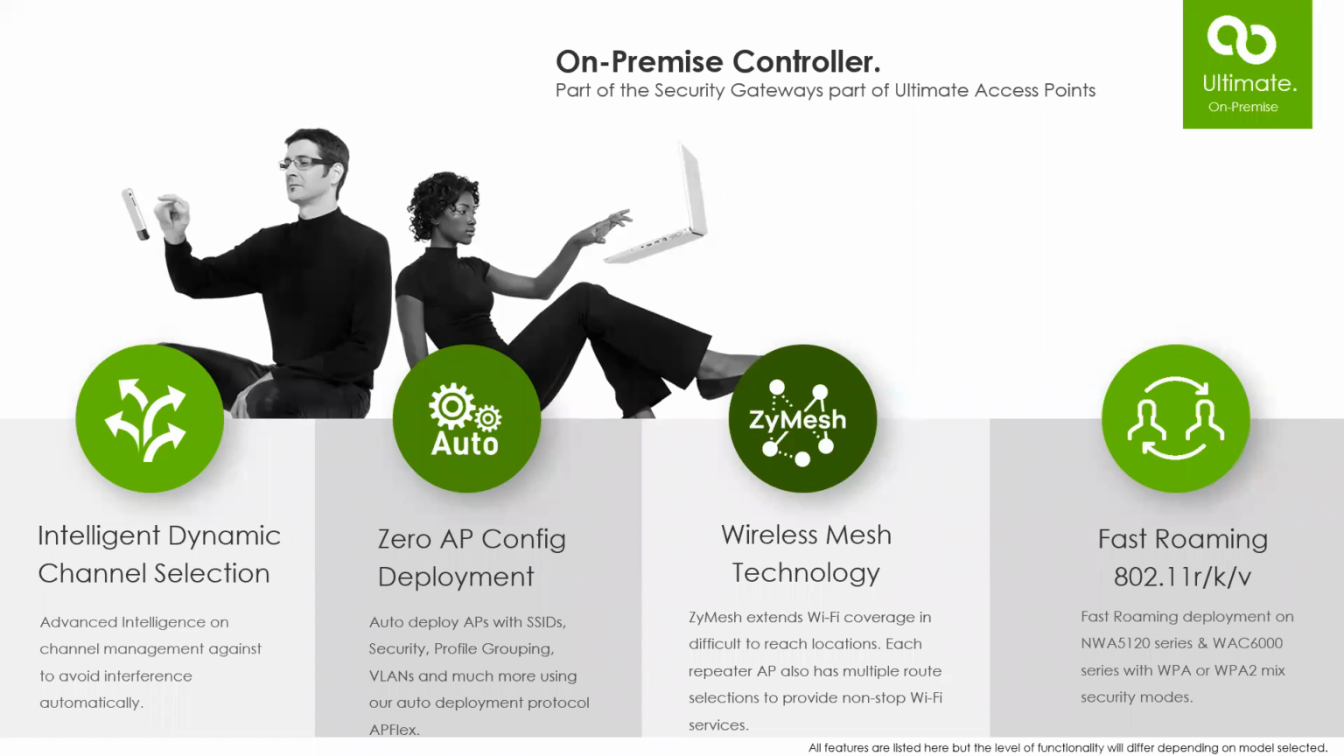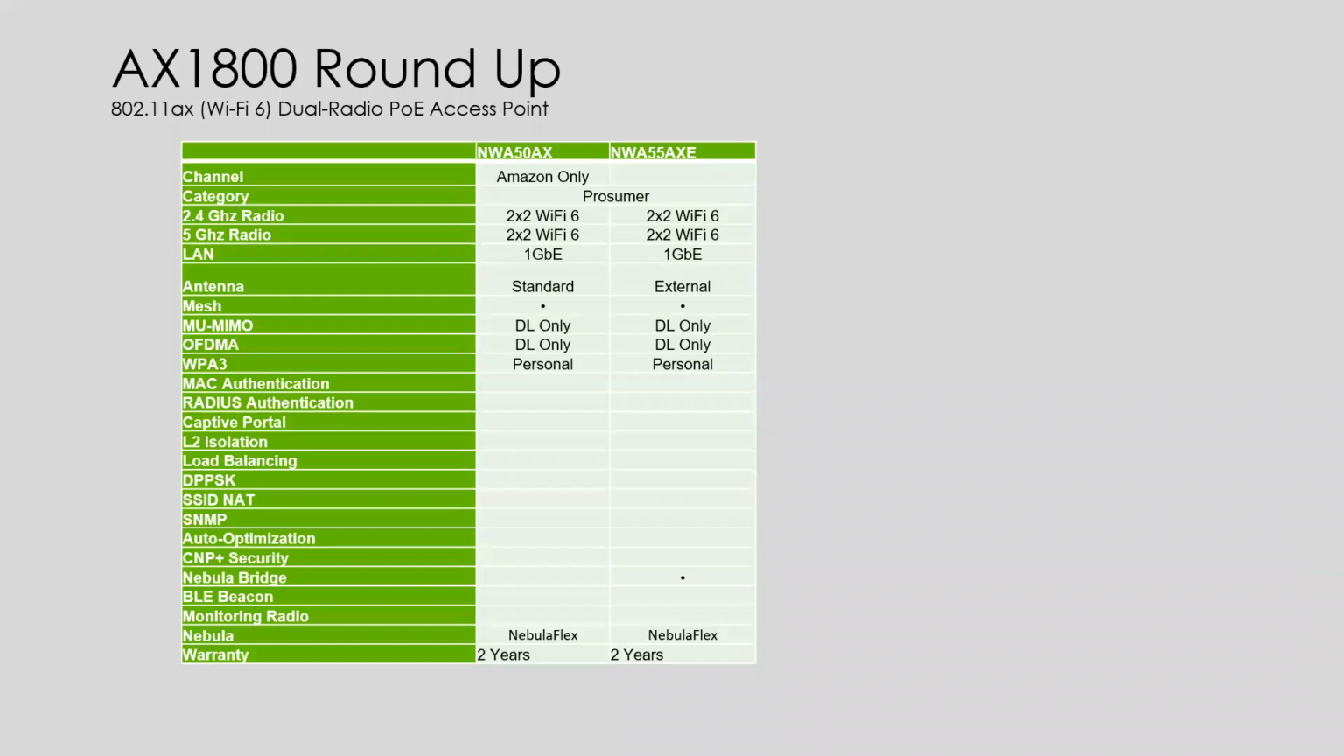So now it's on to the hardware. Let's talk about the hardware. We're going to start with our SOHO products here. So we have an NWA50AX and an NWA55AXE. One is an indoor product, one is a product that's designed to be used outdoors. They're roughly the same product otherwise. The 50AX is only available through Amazon. The 55AXE is available through distribution. And these are AX1800 access points, so 2x2 spatial streams in both the 2.4 and the 5 gigahertz radio.